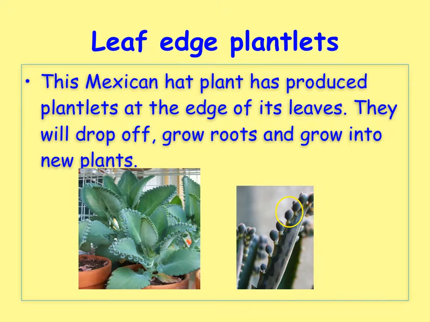Here's another example of a plant that reproduces asexually. It's called the Mexican hat plant, and it's just called that because on the edges of the leaf, you get these little plantlets growing on them. You'll see that here. It looks a wee bit like a wee Mexican hat, so that's why they call it that. And these will actually drop off. And when they drop off, they'll drop off into the soil round about the plant, and they will grow roots and they'll grow into new plants.